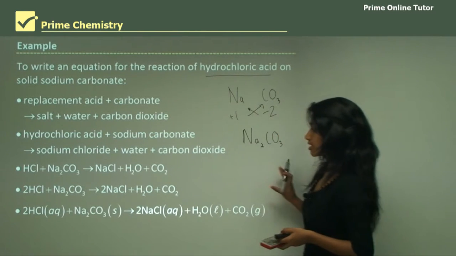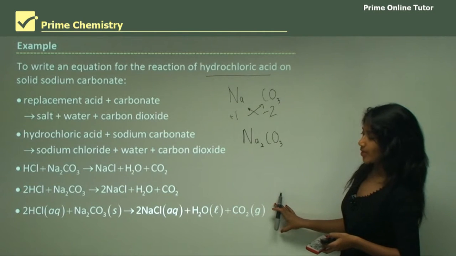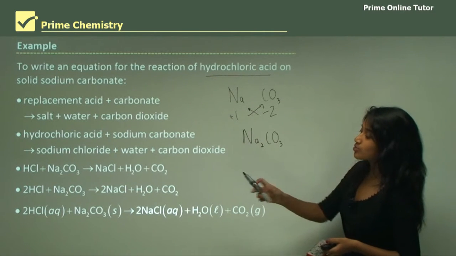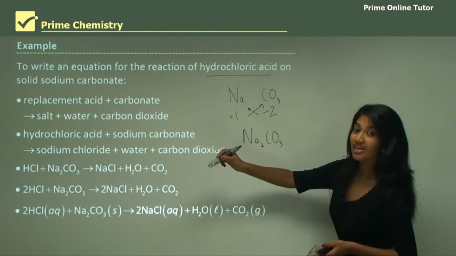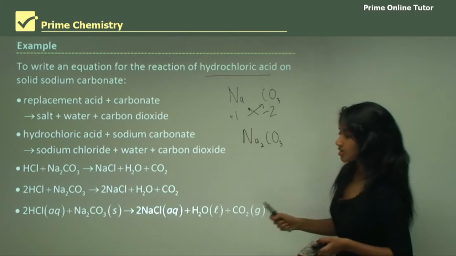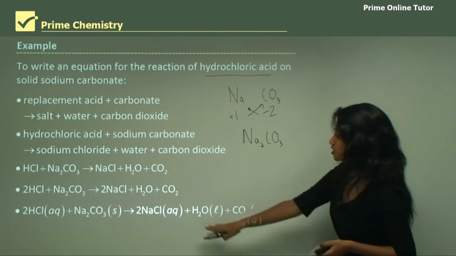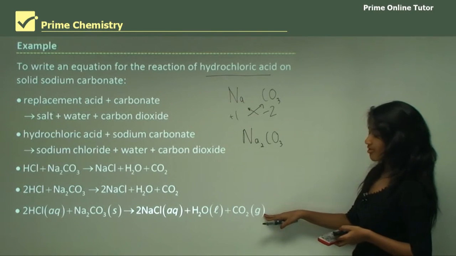So your chemical equation would look like this. You would have 2 hydrochloric acid molecules, which are in aqueous form, reacting with the sodium carbonate to form this. So you can see the G representing gas.